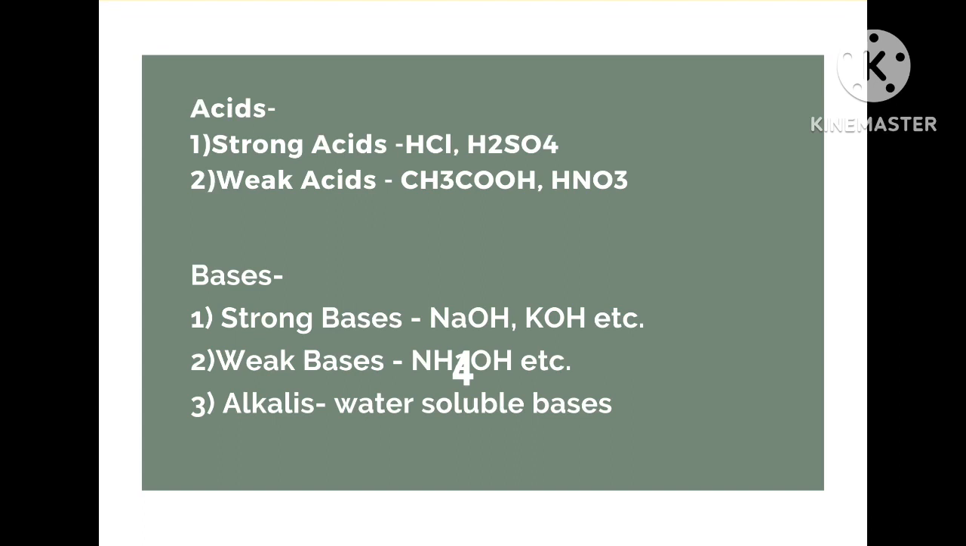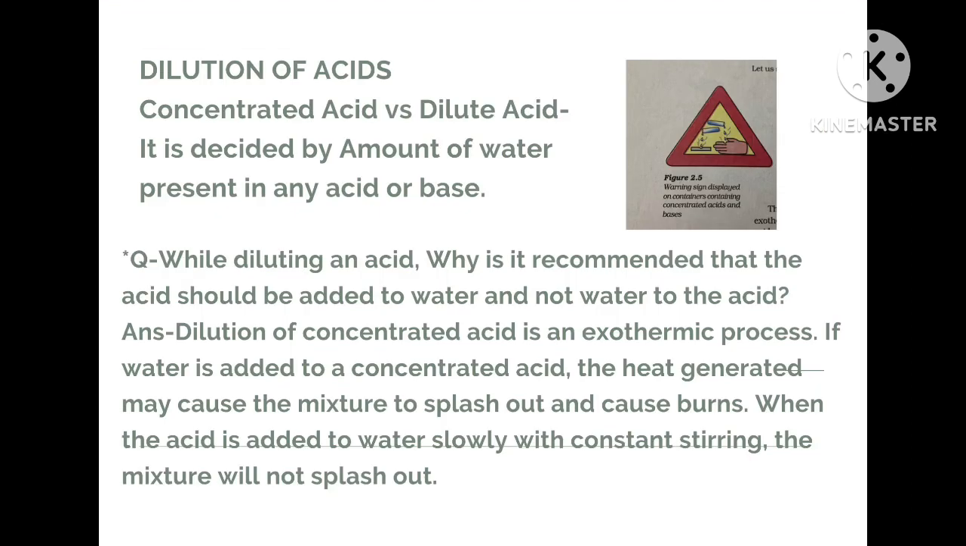Now, third point I have written is alkalis. Alkalis are the bases which are soluble in water. They are called alkalis. Next is dilution of acids. On the basis of amount of water present in any acid or base, they can be categorized as concentrated or dilute. Any acid is concentrated if it has less amount of water, and it is dilute if it has more amount of water.